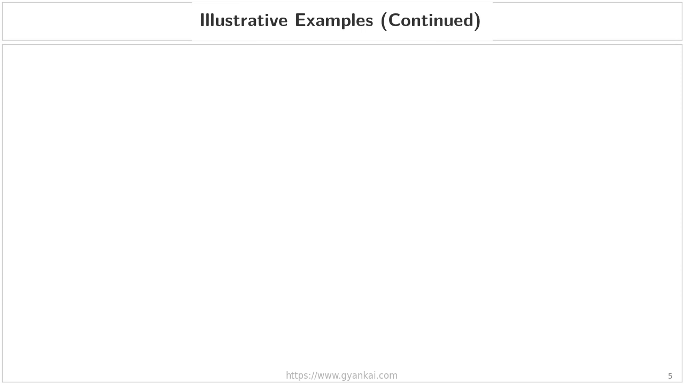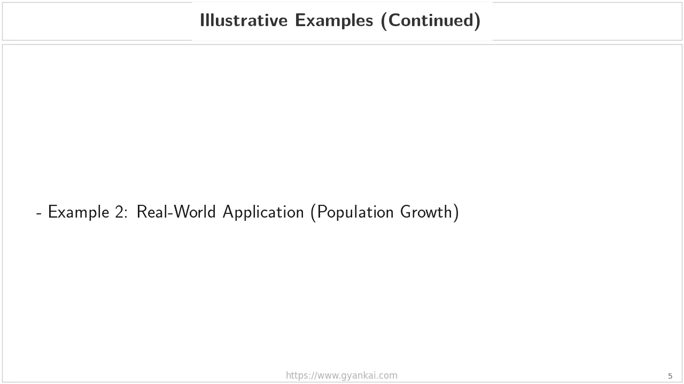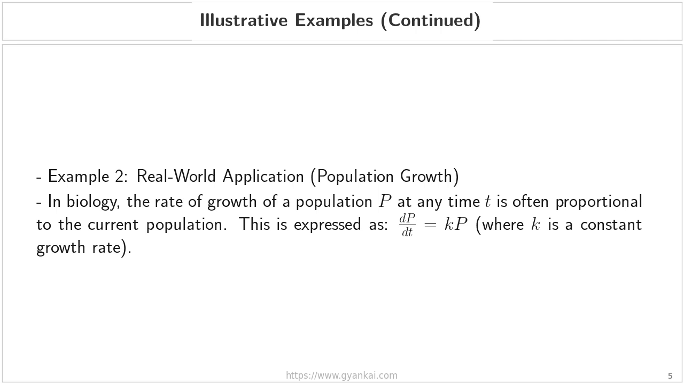Illustrative examples continued. Now that we have seen how to identify these equations using a purely algebraic example in the previous slide, let's look at something a bit more practical. In this second example, we'll see a real-world application involving population growth. In the field of biology, we often observe that the rate at which a population grows at any given time, let's call it time t, is directly proportional to the size of the population itself, which we'll represent with the letter p. Mathematically, we express this relationship as the derivative of p with respect to t equals k times p, where k represents a constant growth rate.